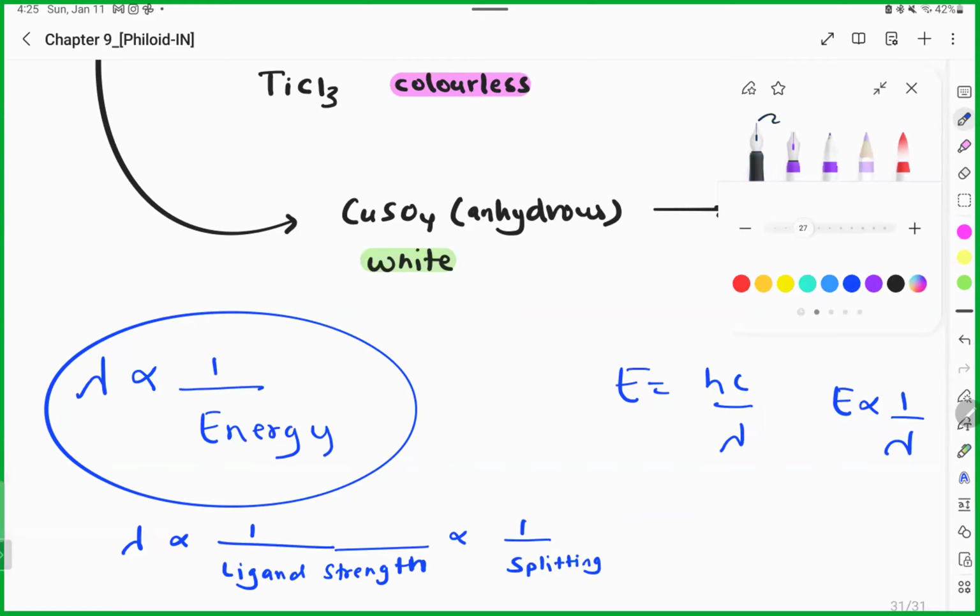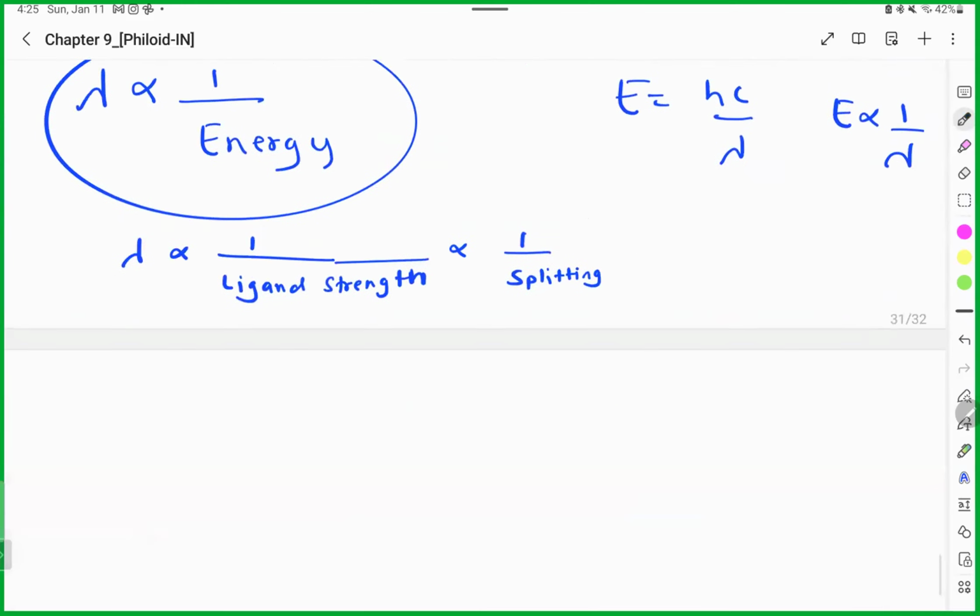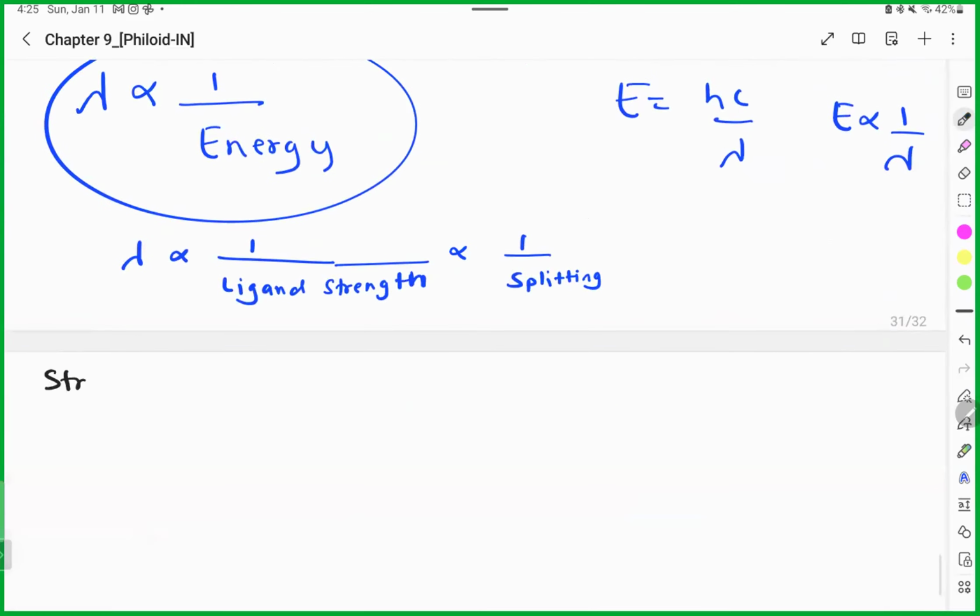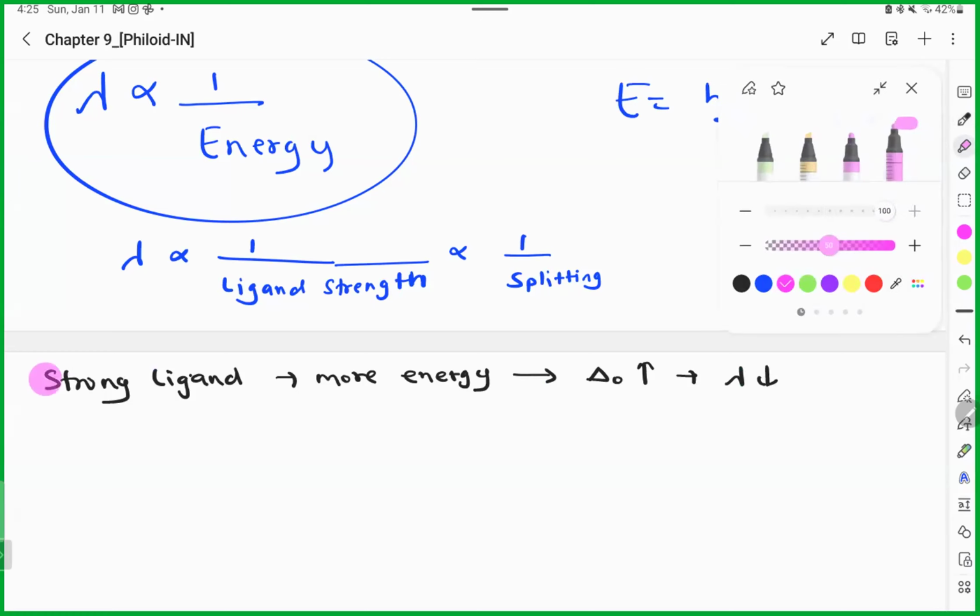I will write this. Strong ligand, more energy. More energy means your delta naught will be high and wavelength will be less. Very, very important.